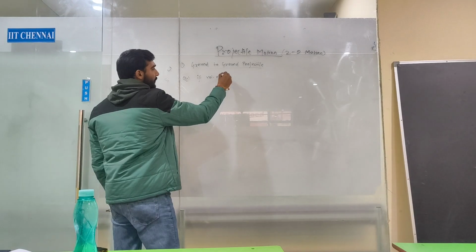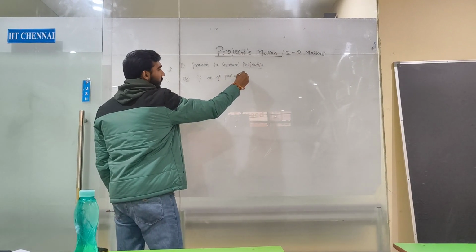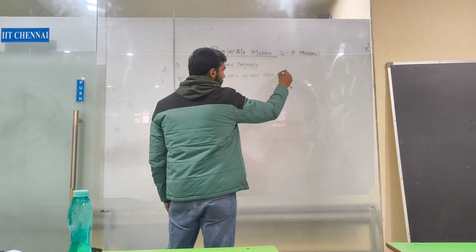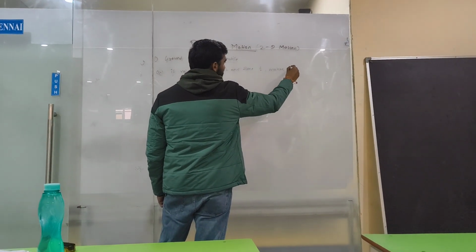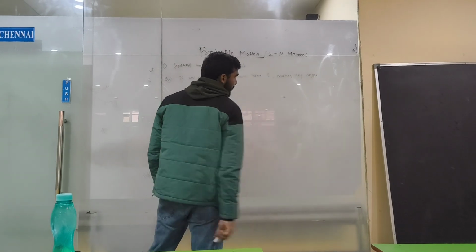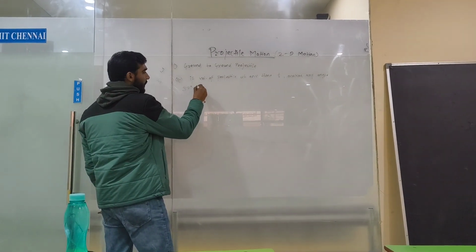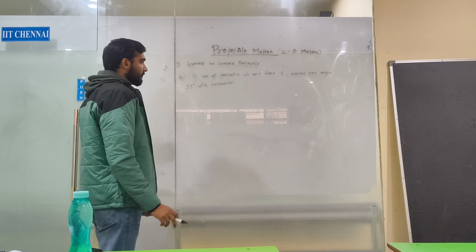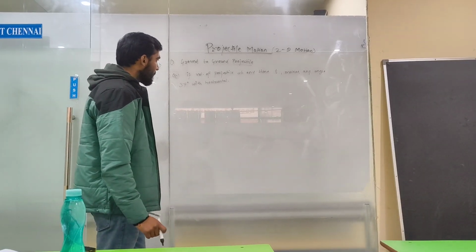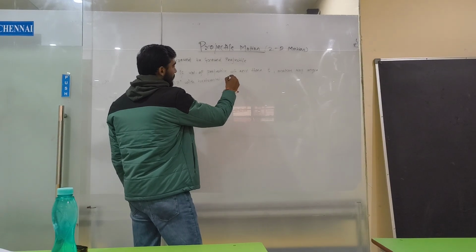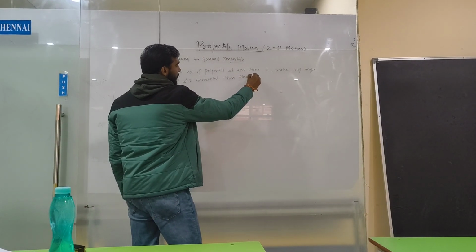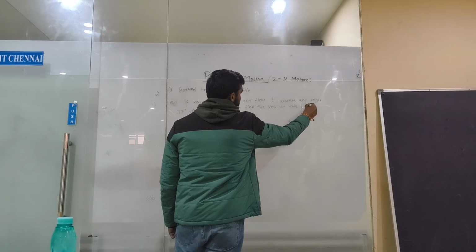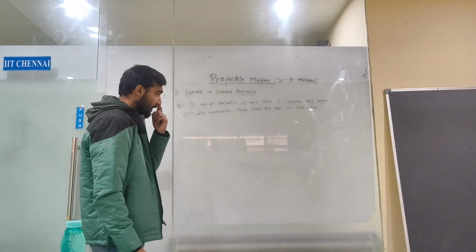If the velocity of a projectile at any time t makes an angle of 37 degrees with the horizontal, then find the velocity at this time. Yes or no? And I am making a diagram.